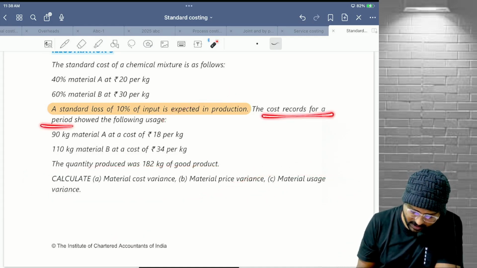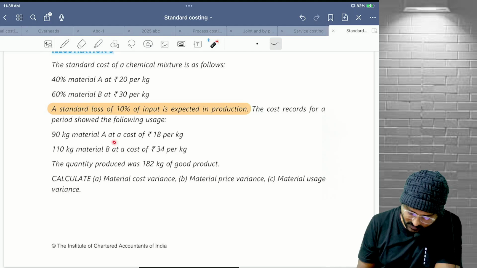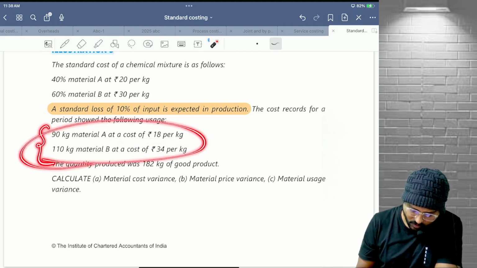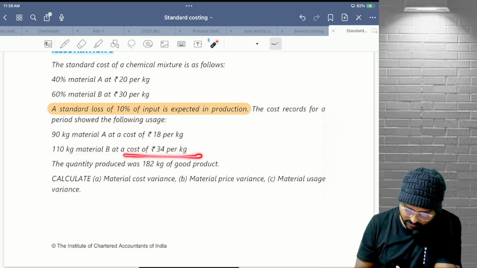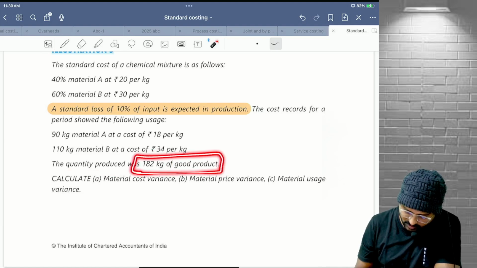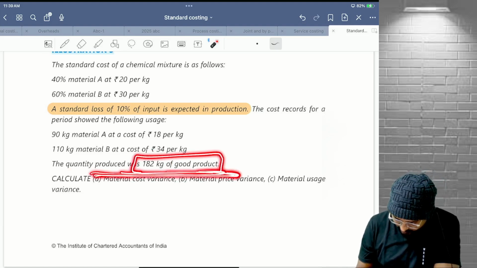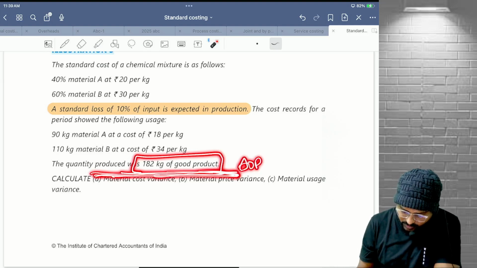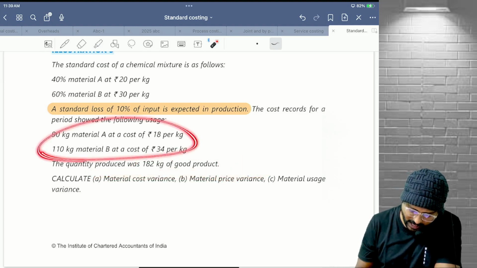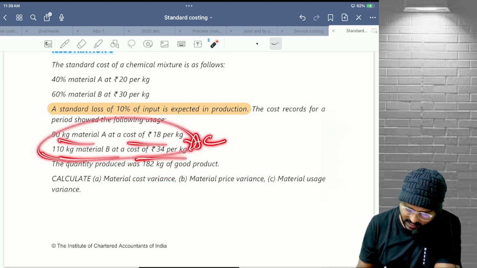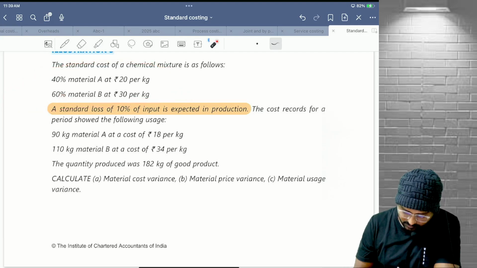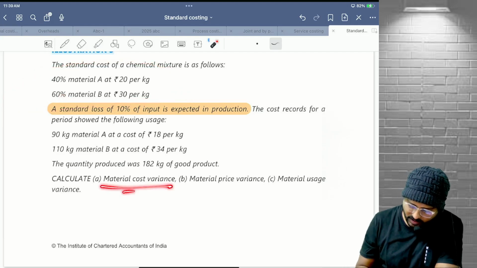Cost records for a period showed the following usage. 90 kgs of material A at a cost of 18 per kg. So these are all actuals, correct? 110 kg of material B at a cost of 34 per kg. The quantity produced was 182 kg of good product, which means this is the actual output, in other words, finished goods, correct? And this is your actual consumption, correct? Yes, this is your standard data, correct? That's it. We need to calculate the following variances.